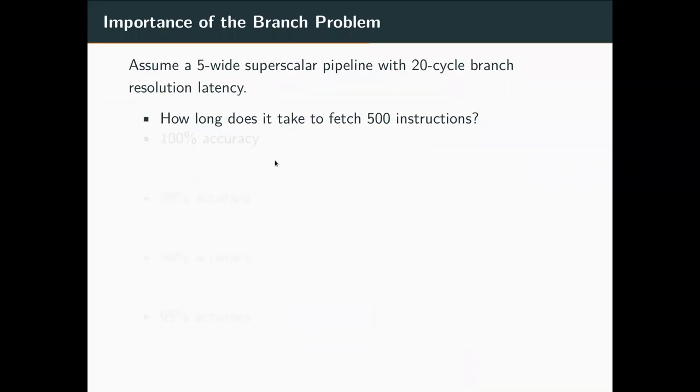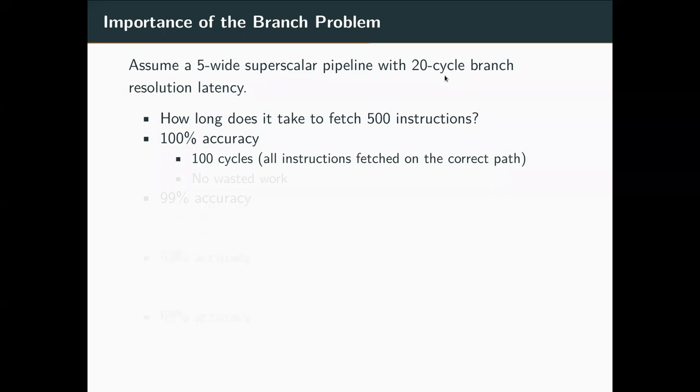So how long does it take, assuming we have a 5-wide superscalar pipeline, where now we're going to increase our branch resolution latency up to 20 cycles. This is kind of high in modern processors, but it's not too high. Like I said last lecture, I think Intel's at around 12 to 14. So if we're trying to fetch 500 instructions, with 15 to 20% branch instructions, and we have 100% accuracy, we're going to be able to fetch all of them in 100 cycles. And remember, we're 5-wide superscalar, meaning that we're fetching 5 instructions at a time. So all of our instructions are fetched on the correct path. We have no wasted work. Everything is well with the world.